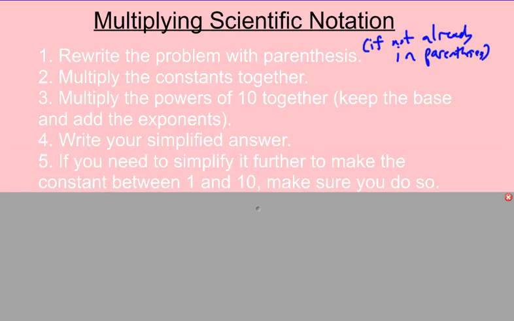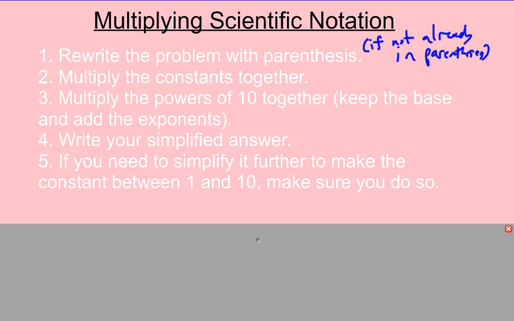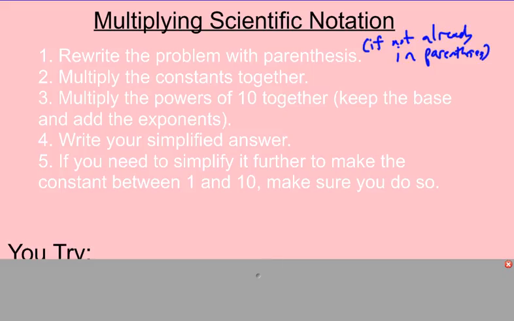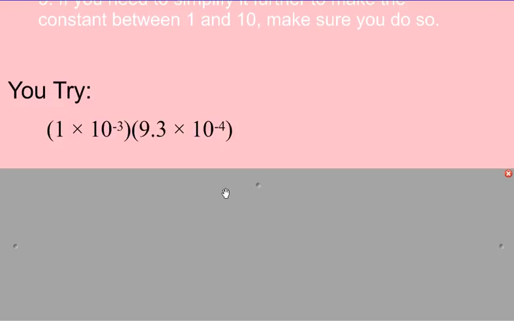Now here's the last one that's kind of important. If it makes a number that's not between 1 and 10, then we have to move it so it is between 1 and 10. And that might change the exponent. So I'll give you a couple examples. You can follow along. You can try them on your own if you want to pause it and try it on your own. But I'll show you how to do this.